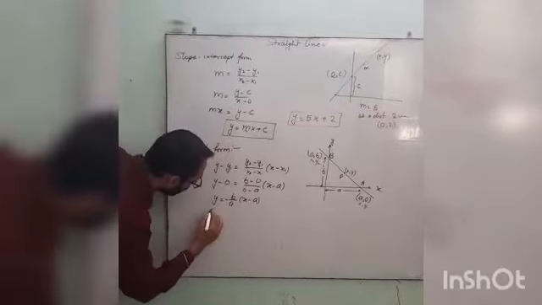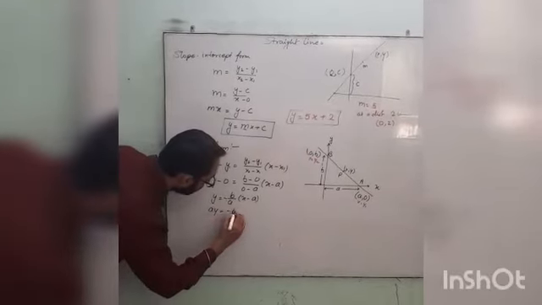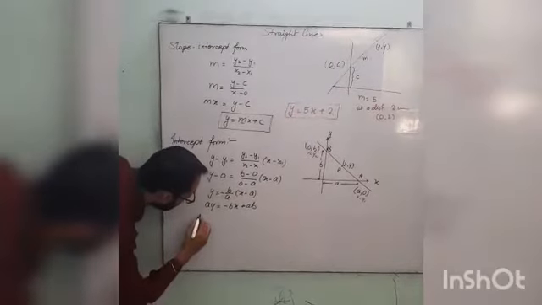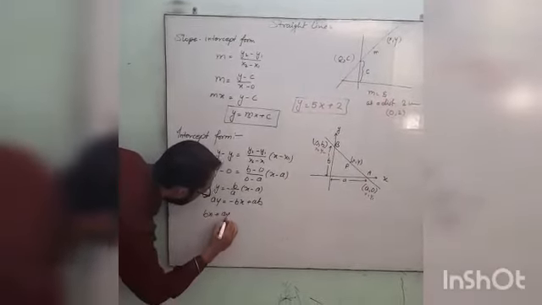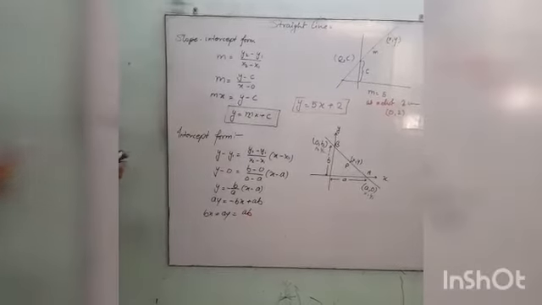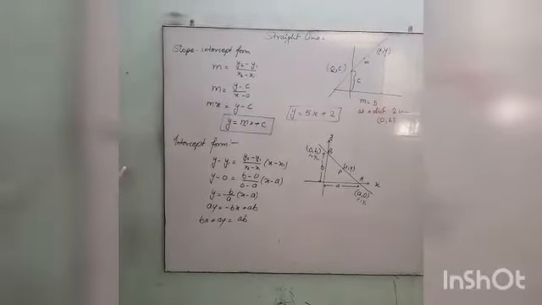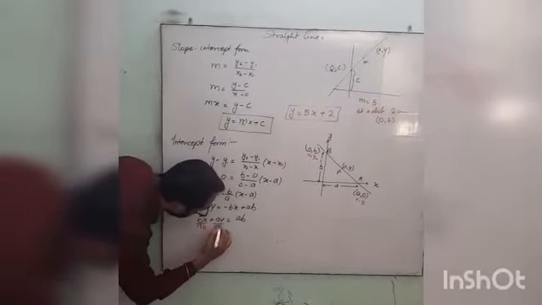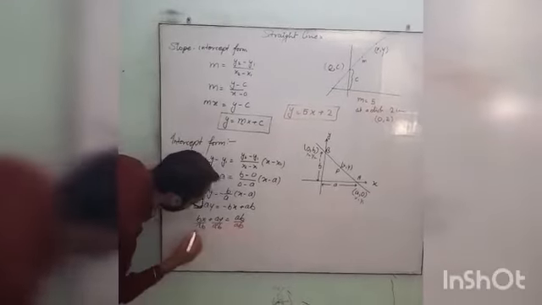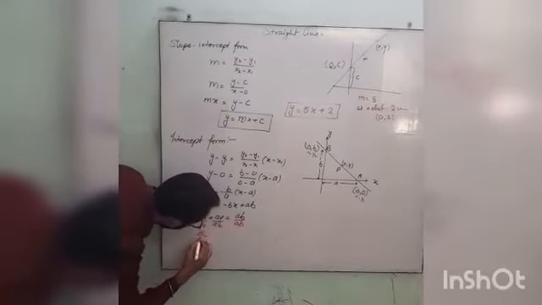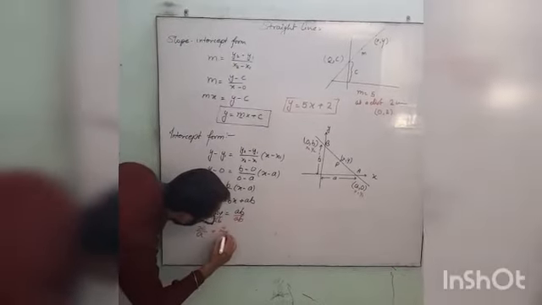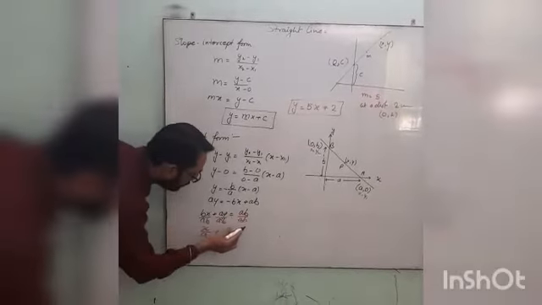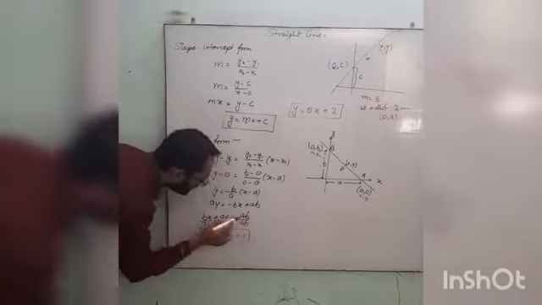With cross multiply, ay equals minus bx plus ab. I could also write it as bx plus ay equals ab. I am dividing both the sides with ab. So it will be ab, ab, and ab. This will be x upon a plus y upon b equals 1. This is the equation of the line in the intercept form.